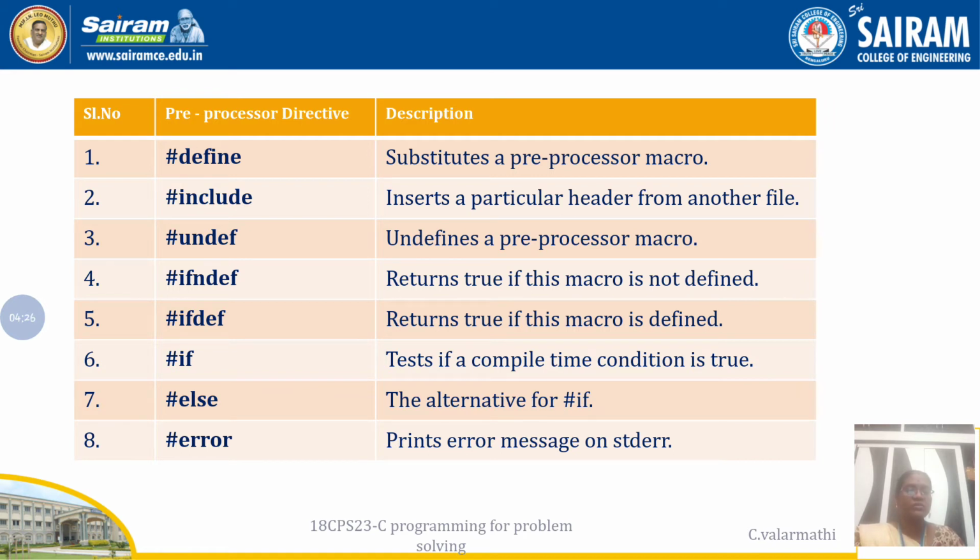First, take #undef. It will undefine that preprocessor directive. For example, you have declared #define PI 3.14 and done some manipulation using PI. After that, if you don't want to use PI for the rest of your processing, you can immediately undefine it. So this is also possible.